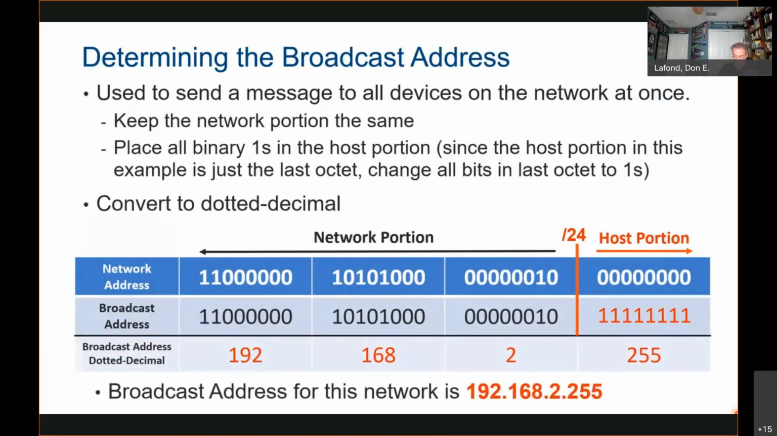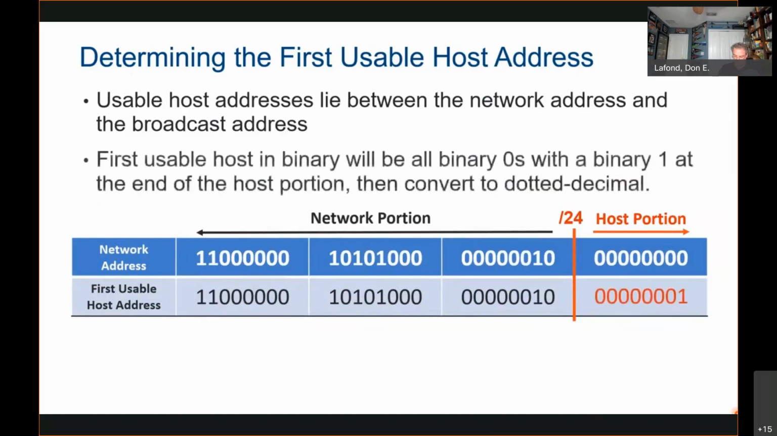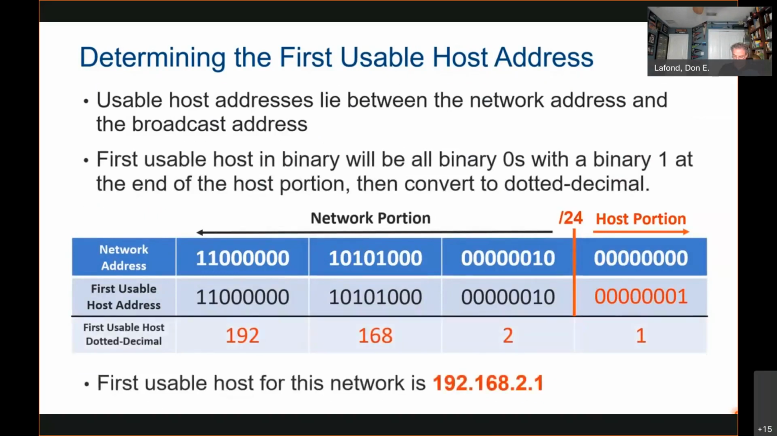192.168.2.255. Next, we'll determine the usable host addresses, which lie between the network and the broadcast addresses. The first usable host in binary will be all binary zeros with a binary 1 at the end of the host portion. Converting to dotted decimal, this tells us the first usable host on this network is 192.168.2.1.